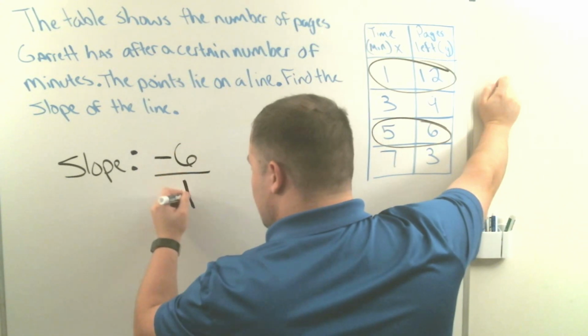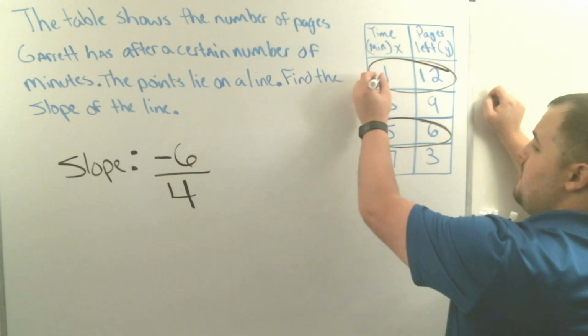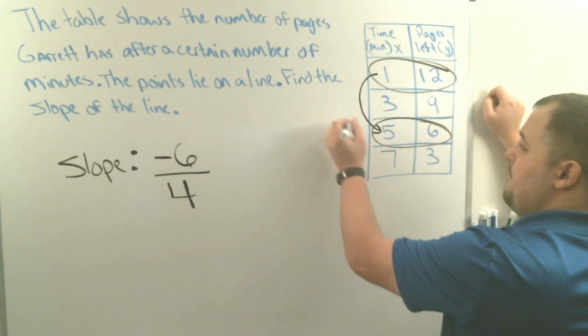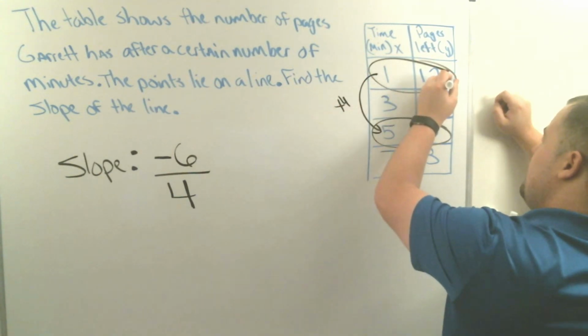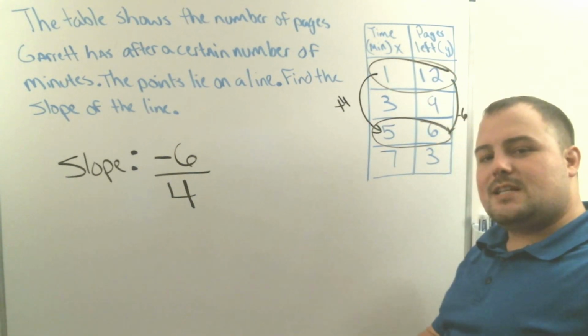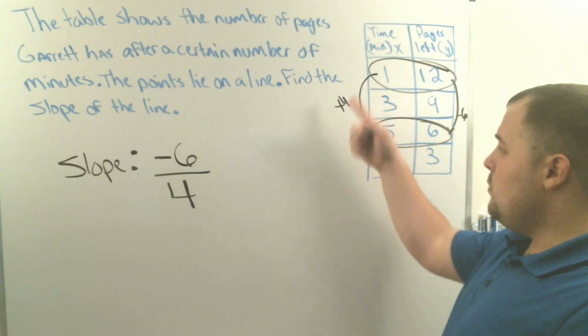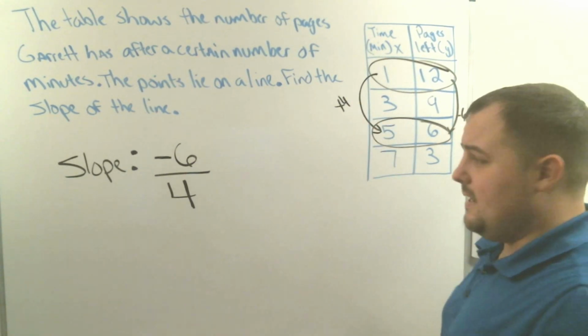So 1 to 5 is a change of 4. And we could have done this the same way we did previously. This went up by 4, and this went down by 6. So if you think about the previous lesson, we kind of did this. We drew an arrow, and we said how much did it go up or down by. We can still do that between the 2 points that we picked.